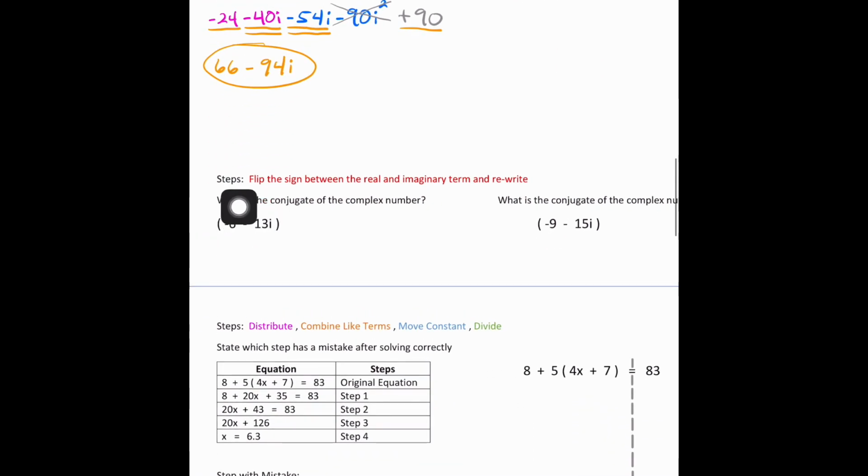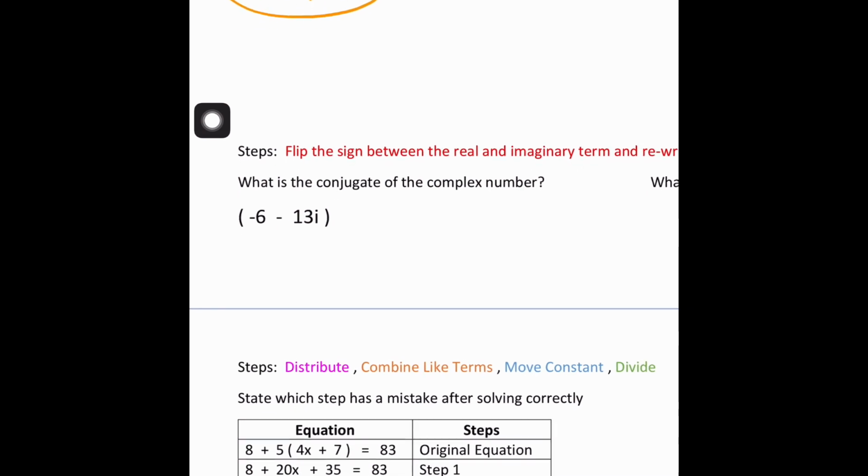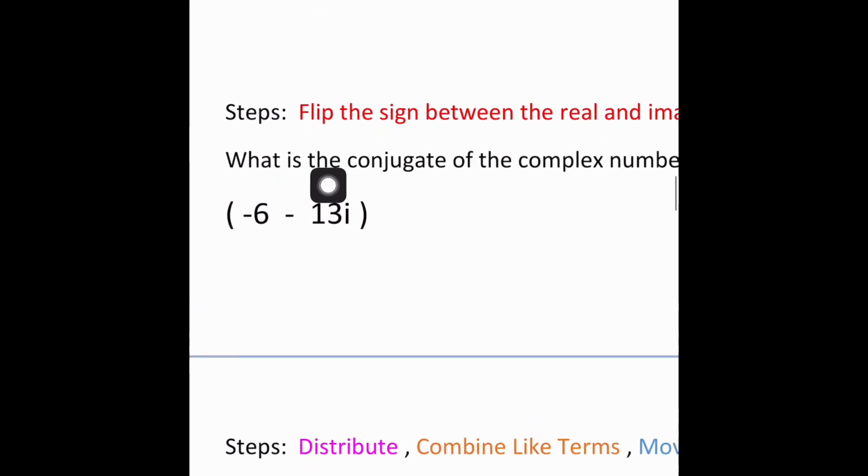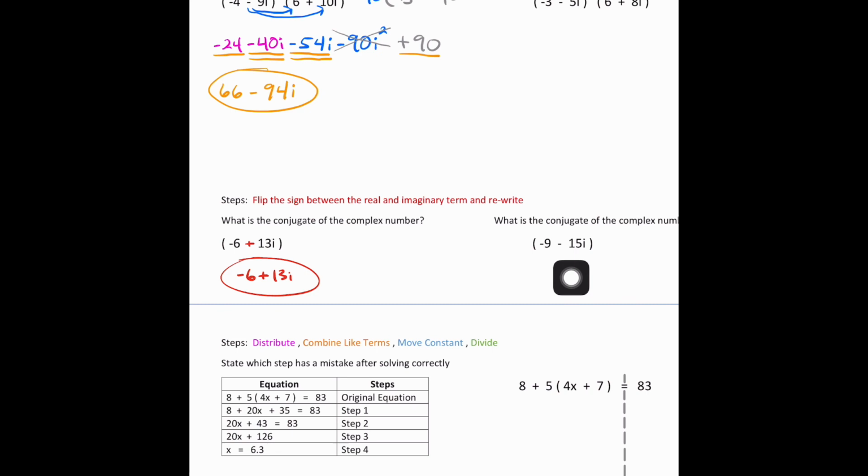Steps: flip the sign between the real and imaginary term and rewrite. What is the conjugate of the complex number? Our complex number here is -6 minus 13i. What we're going to do is exactly what it told us to do. We're just going to flip the sign between the real and imaginary and rewrite. So if our sign here is a subtraction or a negative, we'll make it a plus. So our conjugate is just -6 plus 13i. That's all there is to it. Go ahead and give this one a try.